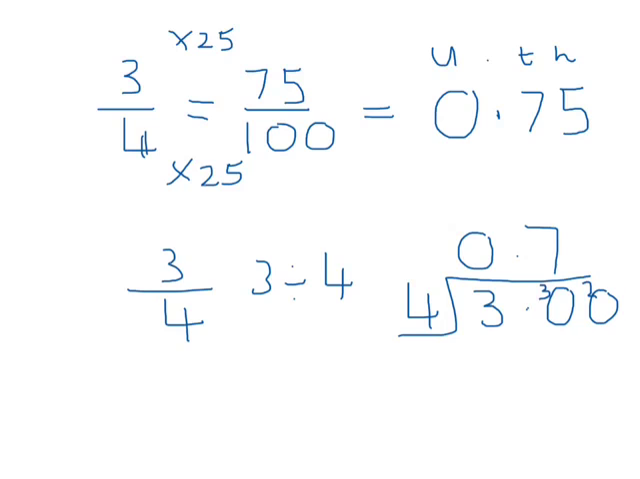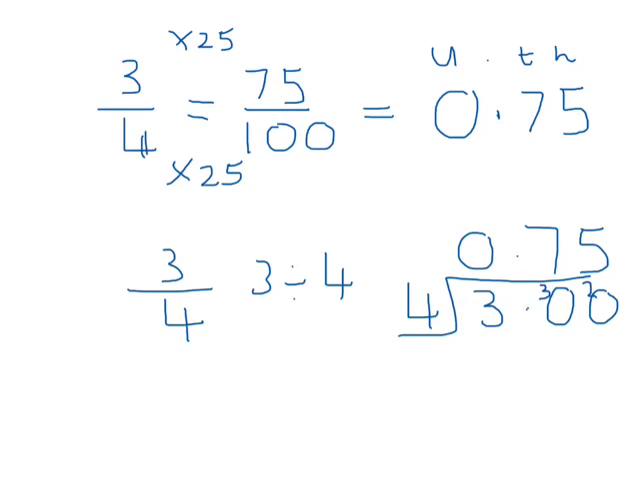And now we can divide. How many groups of 4 can we get in 20? And the answer is 5. There we have it again. 3/4 is the same as 0.75. 3/4 is the same as 0.75, or 75 hundredths.